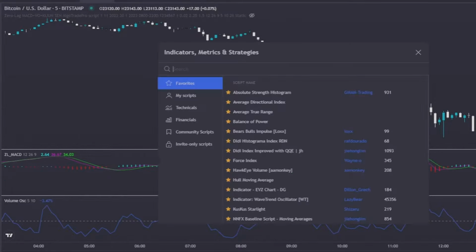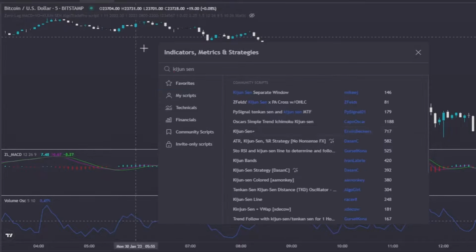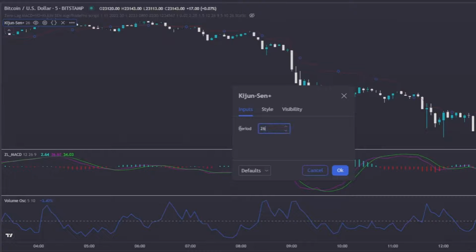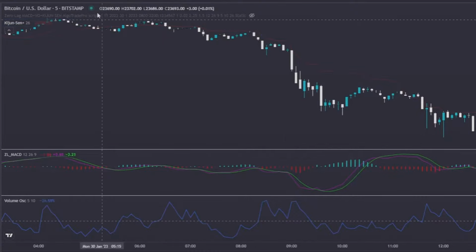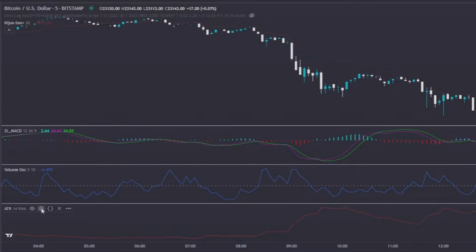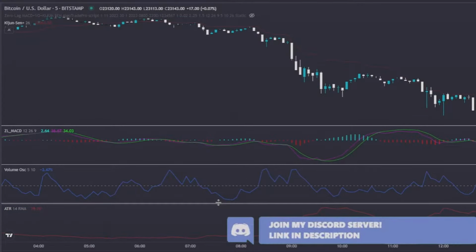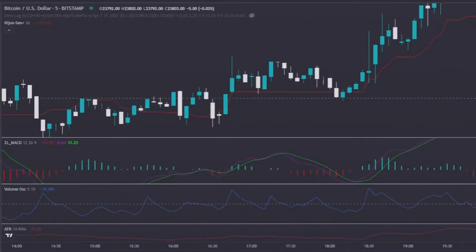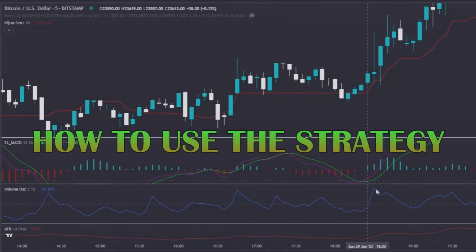And lastly, you need to add the Kim Jong-un indicator and use the period 26 on it. Also, I am going to search for the ATR indicator and I will use it with the default settings. I will use it to place the stop losses and the take profits on every single trade. I will now show you how the millionaire trader uses this scalping strategy.